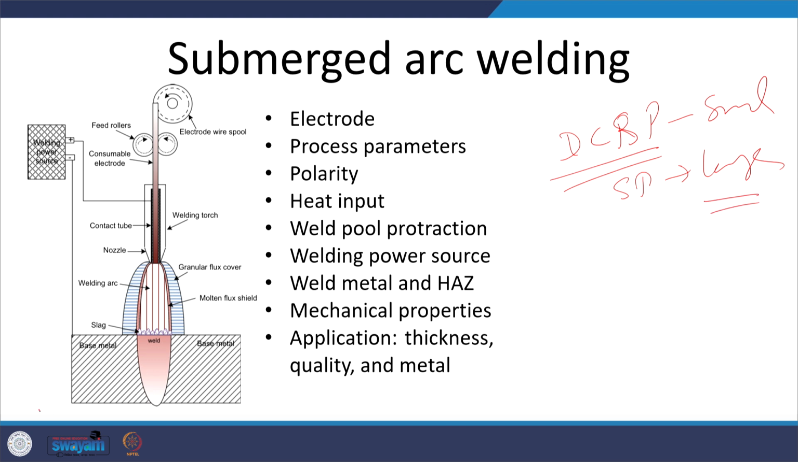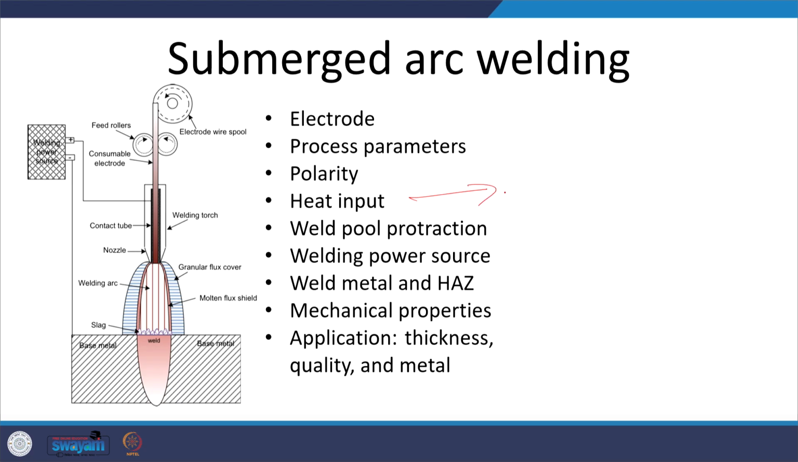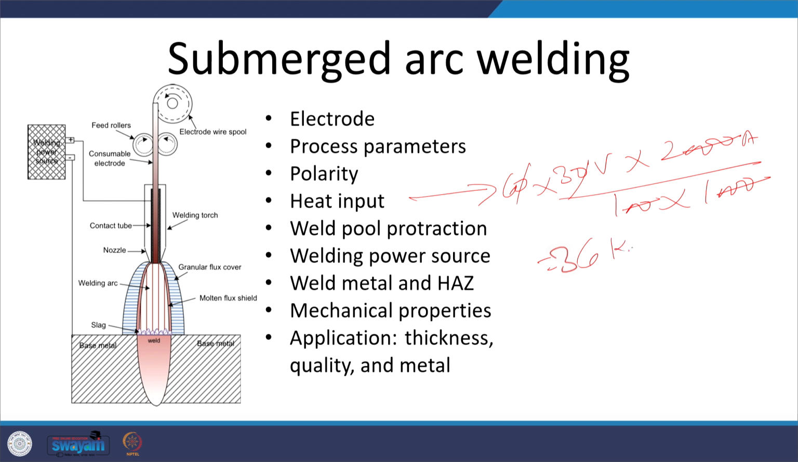Then the heat input: submerged arc welding is known to be a high heat input welding process. Say 30 volt is the arc voltage and 2000 ampere is the current. Welding is being done at 100 mm per minute welding speed, then we have to multiply by 60 and divide by 1000 for converting into kilojoules. If we do it like this, then this will result in 36 kilojoule per mm. This is the kind of net heat input, which is too high, but this will allow the welding of thicker sections.